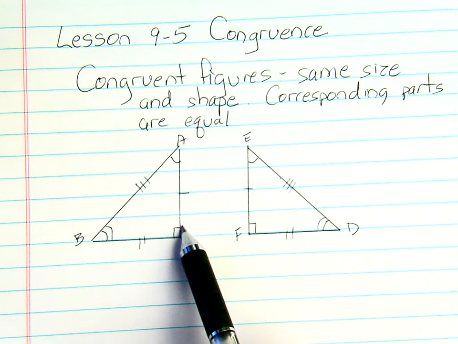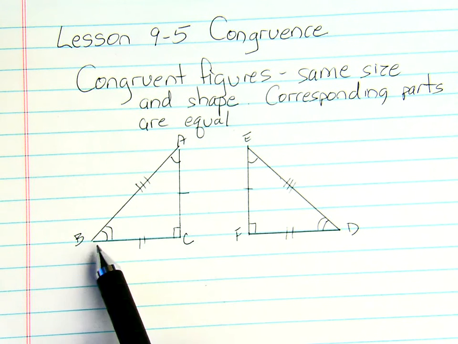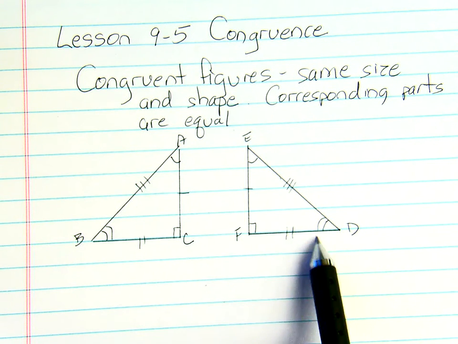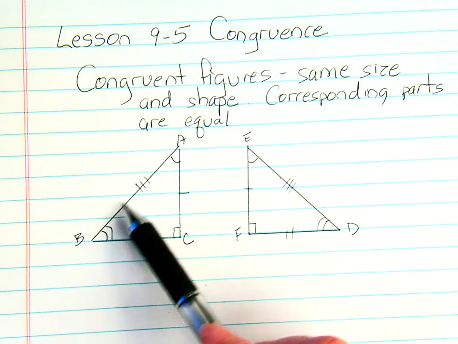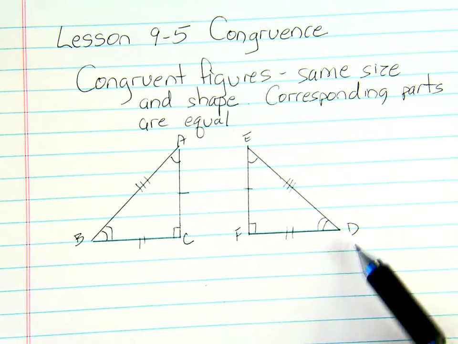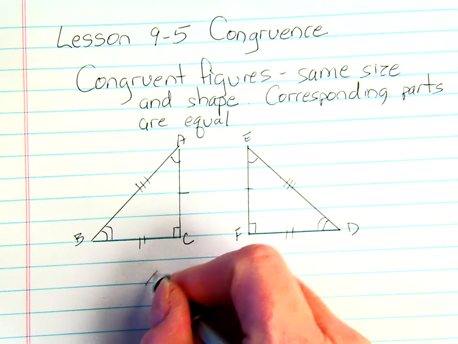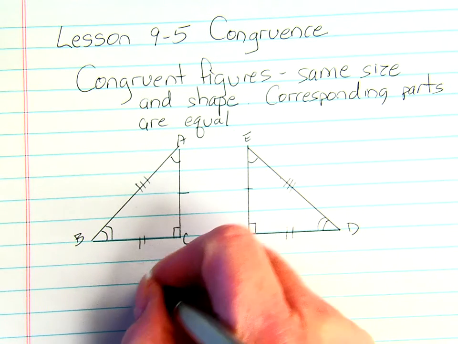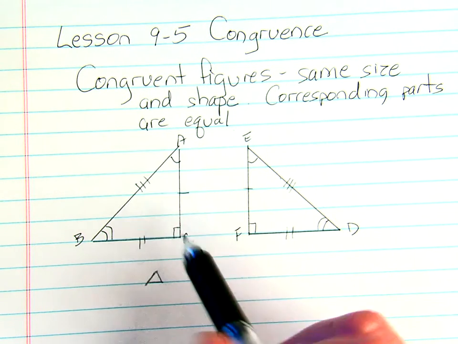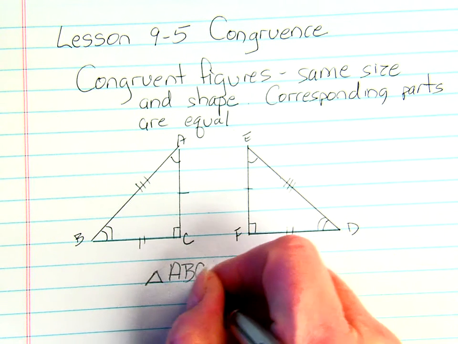Segment AC and EF are congruent. CB or BC is congruent to FD. And BA or AB, whatever you want to call it, is congruent to side ED. So what I can say here is that triangle, and I'm going to start with this angle, I will say triangle ABC.